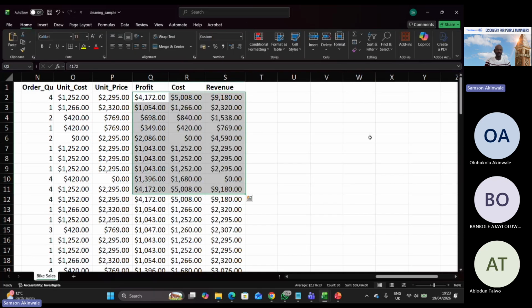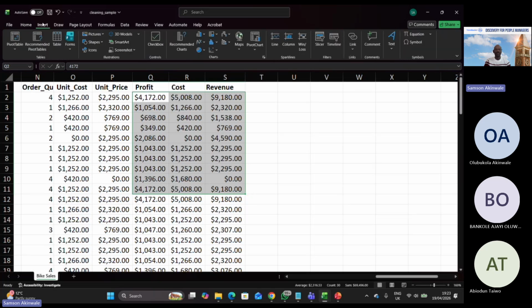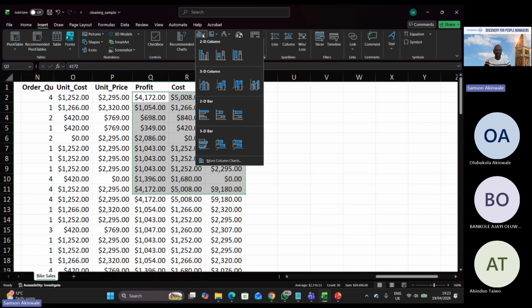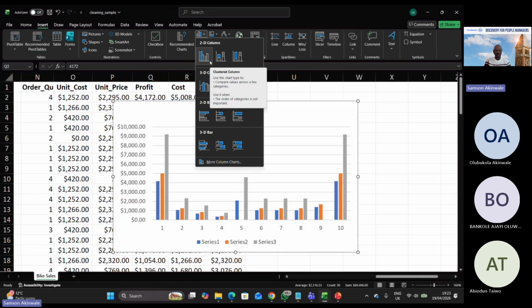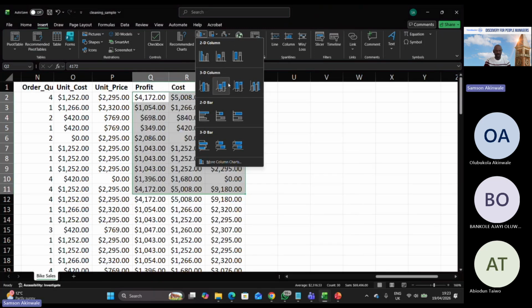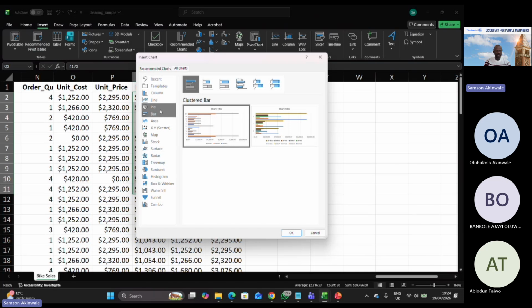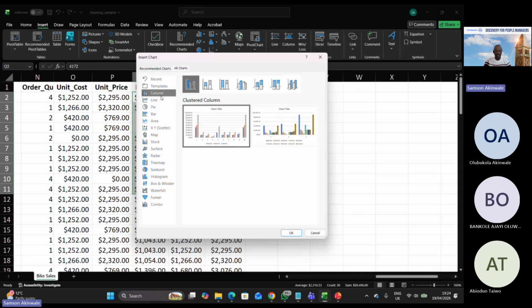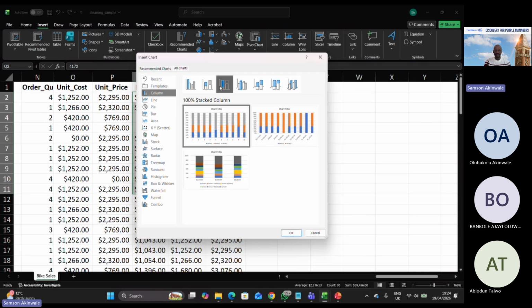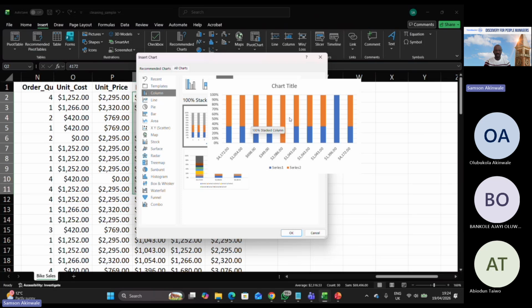I can choose to remove this and pick another one. Insert. Then I can say, okay, should I pick this? If I don't want to pick any of the recommended, it can give me this one. I can say it should give me more suggestions. I can pick a bar chart here. I can pick a column bar chart here. I can walk around this clustered column bar chart and choose, is it this or that?